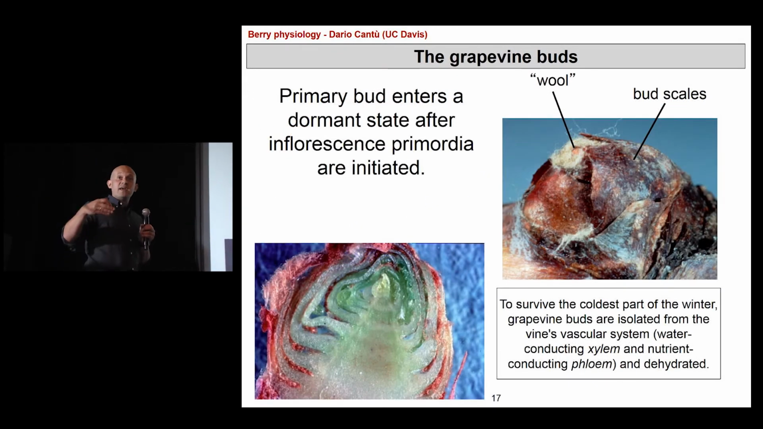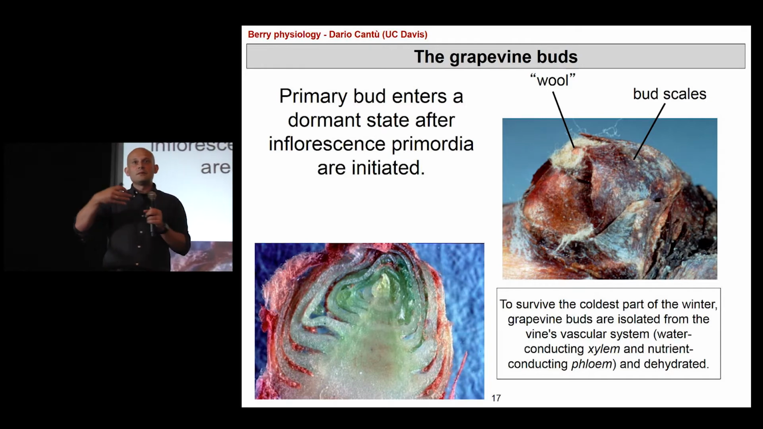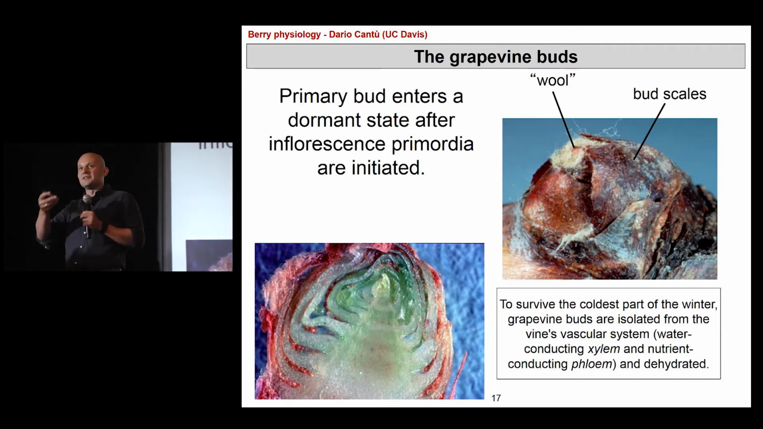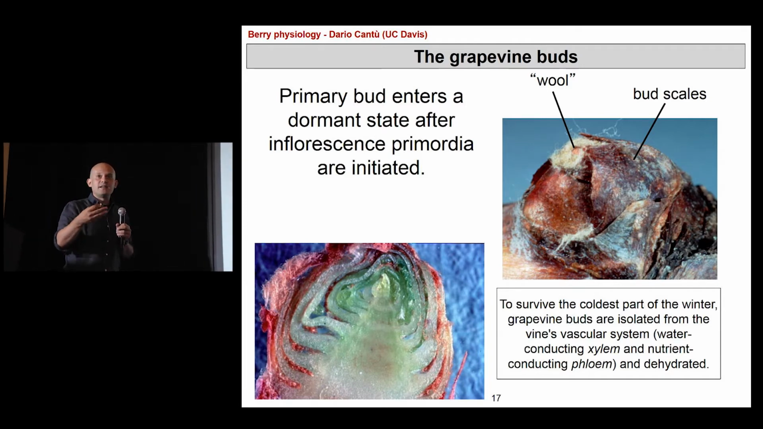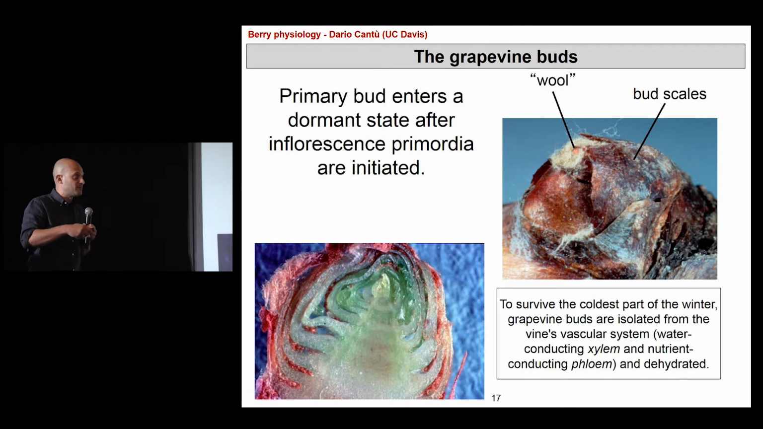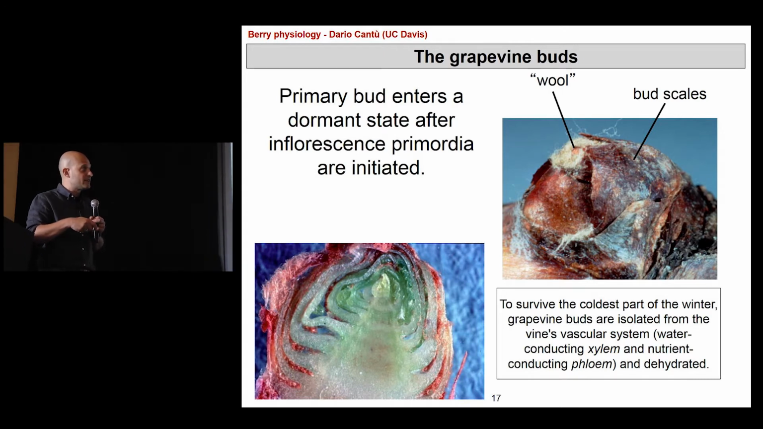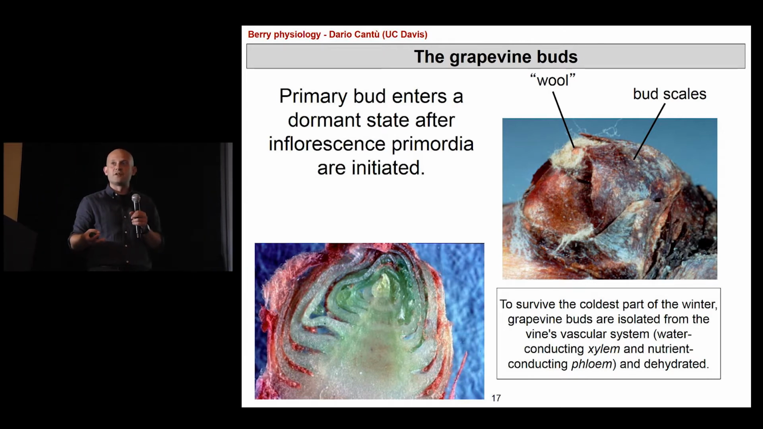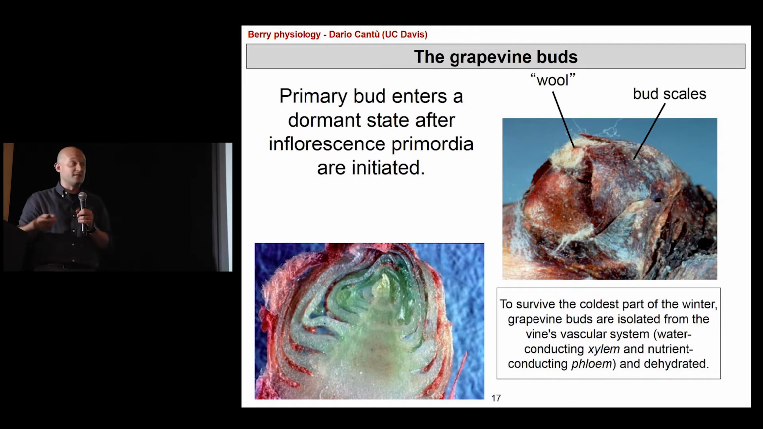Okay, so now we have made those inflorescence primordia, or not, we've seen that may not happen, and the buds enter dormancy. So this is the way the vine can survive winter cold, by forming this very specialized structure that are protected from dehydration, they're protected from cold, they're protected from pests and diseases.